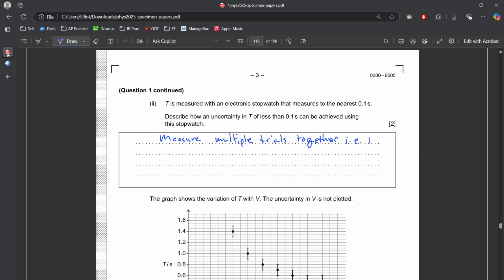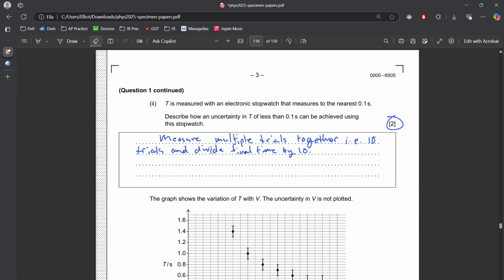I.e. 10 trials and divide final time by 10. But it's a 2-mark question, so I feel you have to say two things. But I can't really think of anything else, so I'm going to go check the answer key.